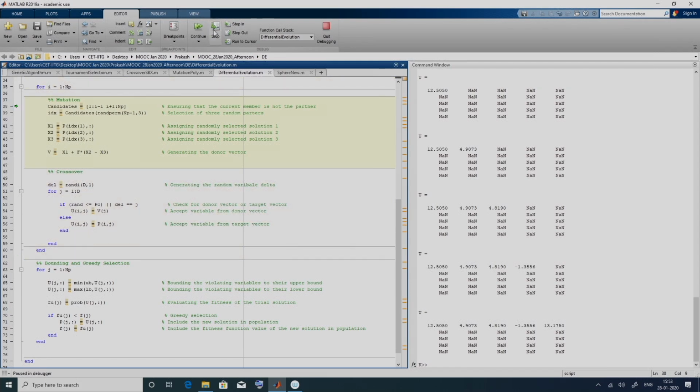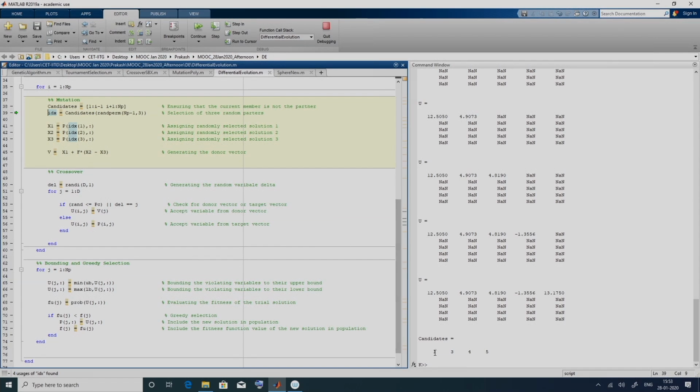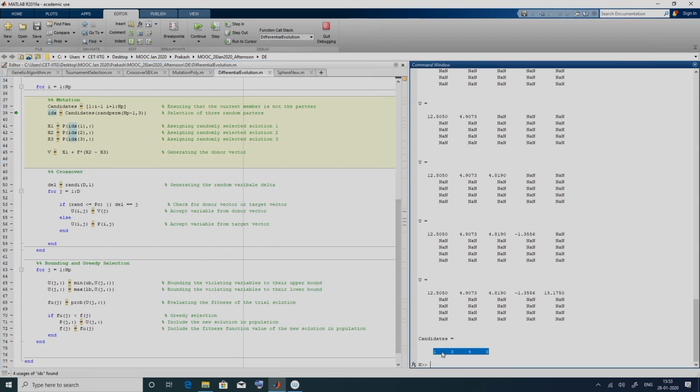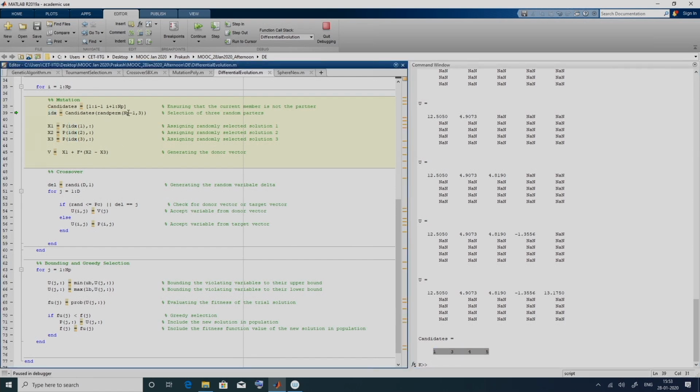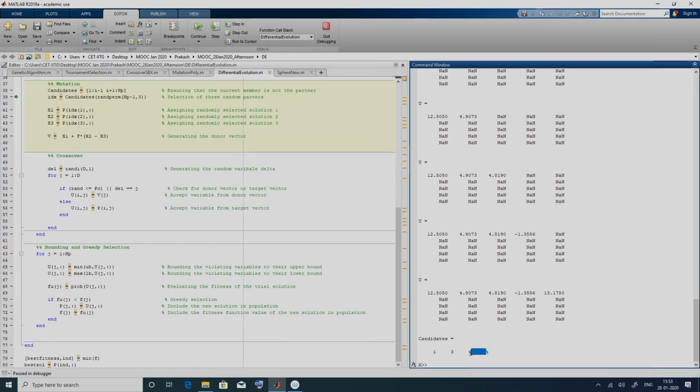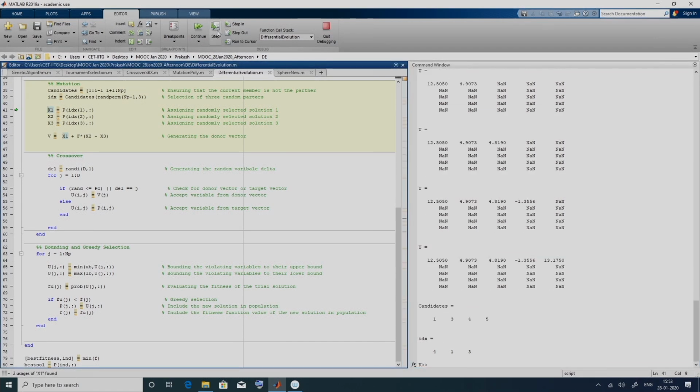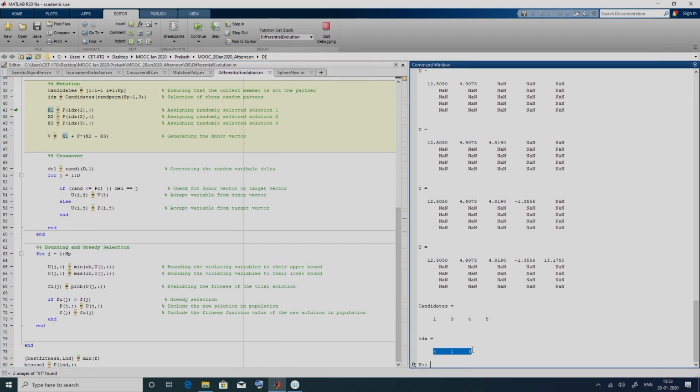If we go to this, now i will have a value of 2. Similarly, the candidates are, except 2, 1, 3, 4, 5. We need to select 3 candidates from 1, 3, 4, 5. So, we randomly permute values 1 to 4, select 3 values and then extract them from here. In this case, solutions 4, 1 and 3 are the partners for the ith solution. The ith solution is currently the second solution. So, the partners for the second solution are the fourth solution, first solution and third solution.